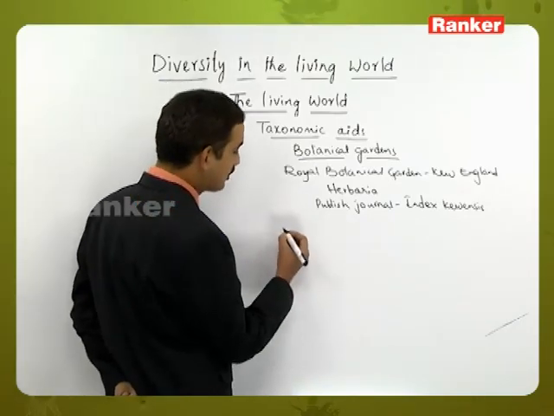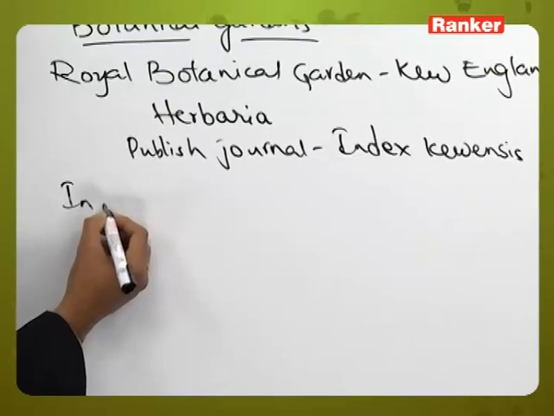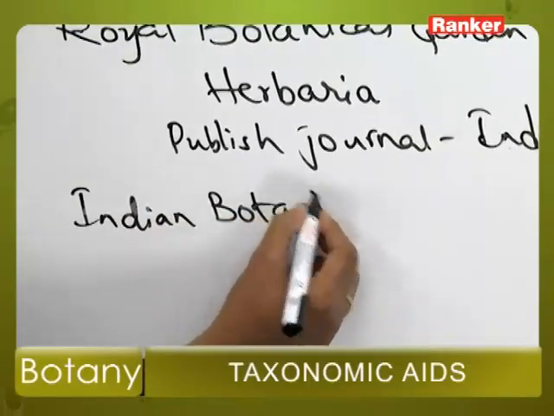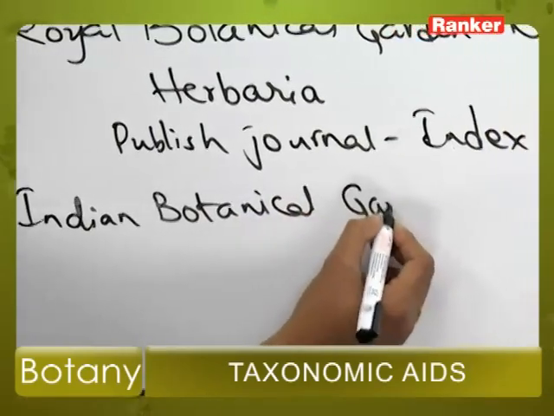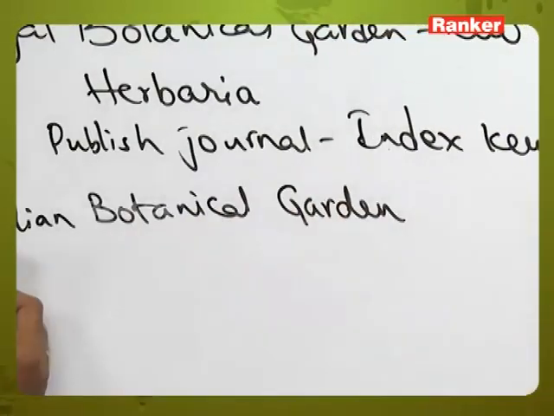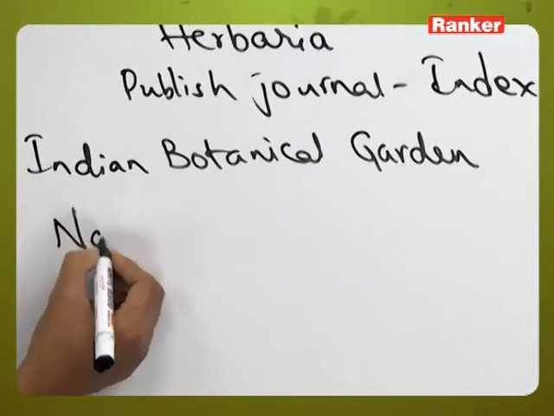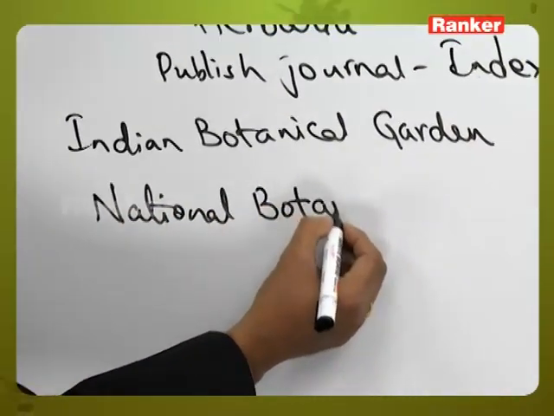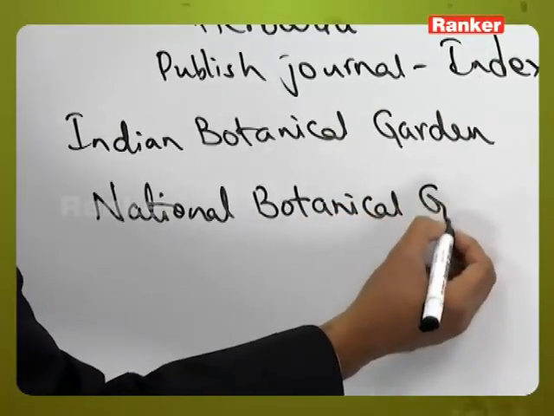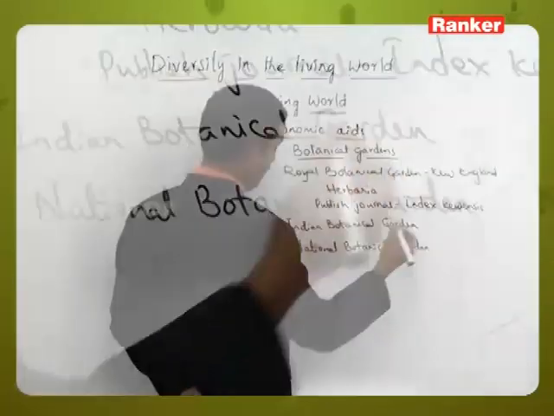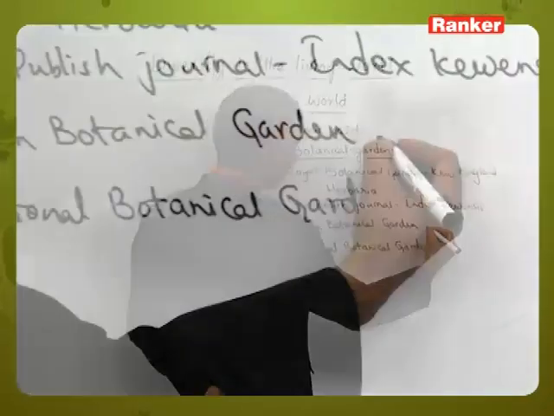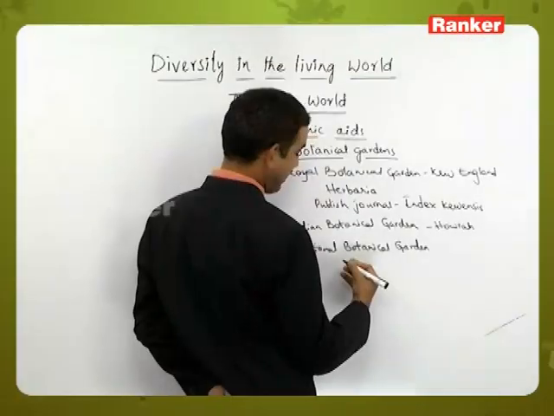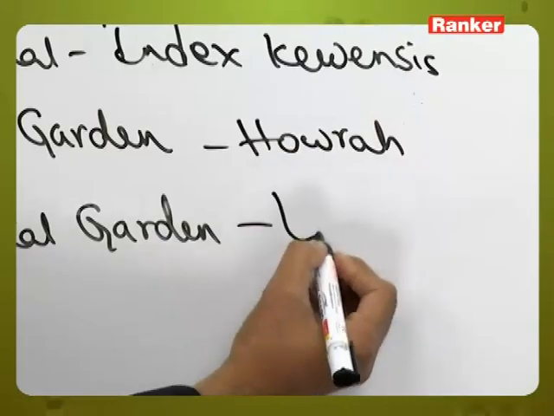And in India also there are botanical gardens. Those are the Indian Botanical Garden and the National Botanical Garden. The Indian Botanical Garden is present in Howrah, that is Kolkata, and the National Botanical Garden is present in Lucknow.